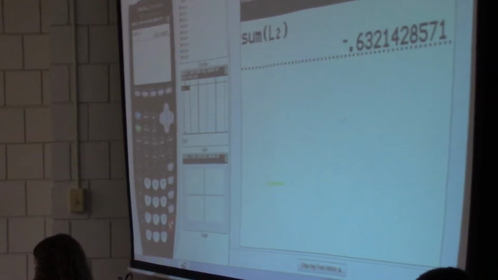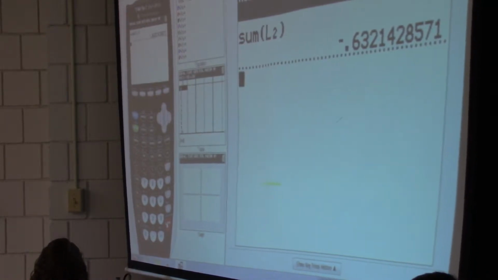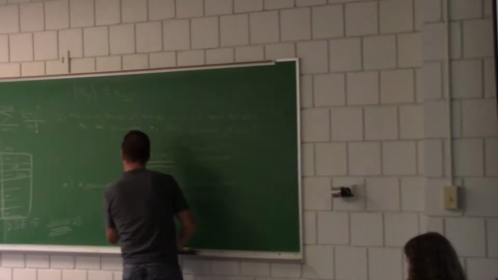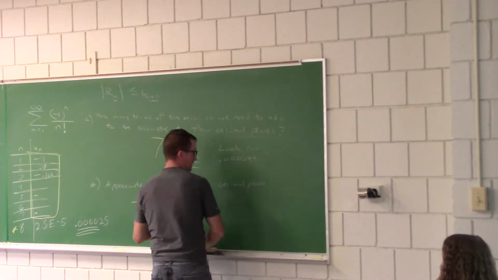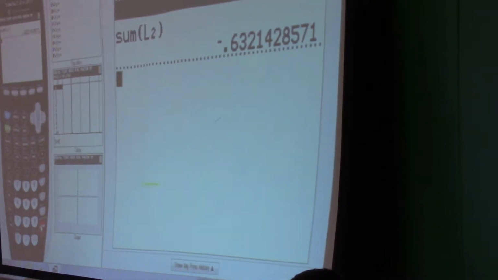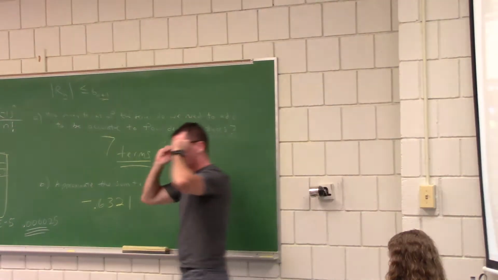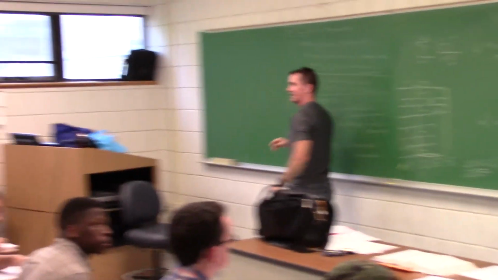Negative 0.6321. That's my answer. Negative 0.6321. I do want to point out, what's the number after the 1? What if the number after the 1 was a 7? What should I do here in my final answer? Round up. 7 got that? You got it? Any questions on that?